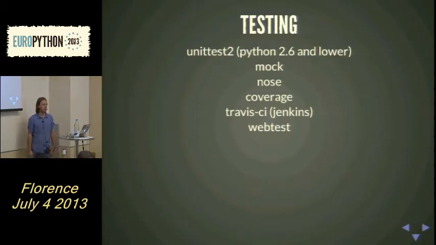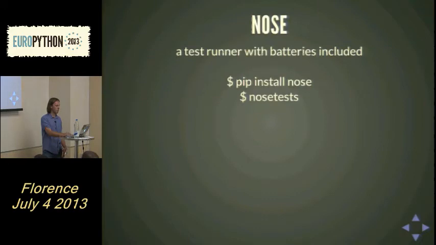Then of course you need to run the tests somehow, and that's where nose kicks in. Nose has a lot of options for how we want to run the tests and how we want to find the tests and so on. Then we have coverage to see the code coverage of your package. Travis CI and Jenkins are basically for automating your testing suite. We'll talk about it later. And WebTest is for testing WSGI applications.